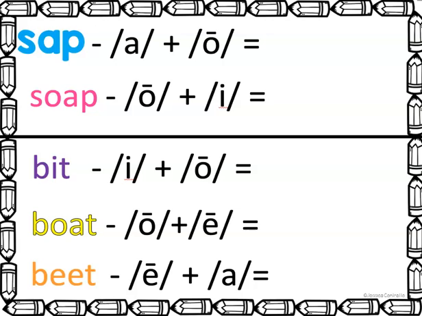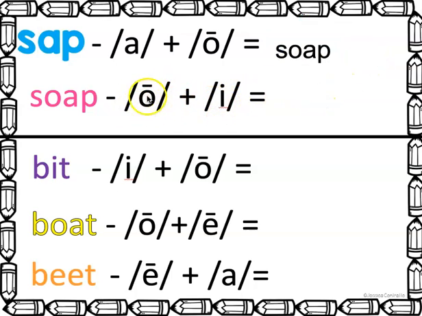So now we have the word sap. Sap has a short A sound. I'm going to change that to a long O sound to make the word soap. Remember on the other page how we noticed that the O comes before the A when I spell it. So S-O-A-P, soap. Okay, so now I have the word soap.